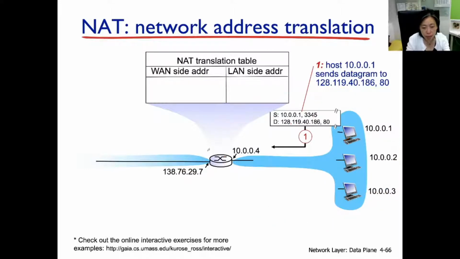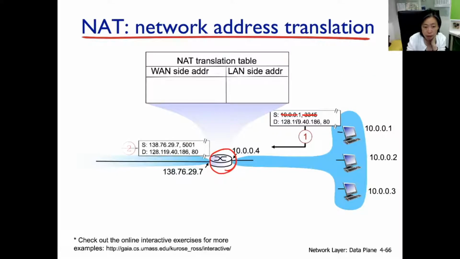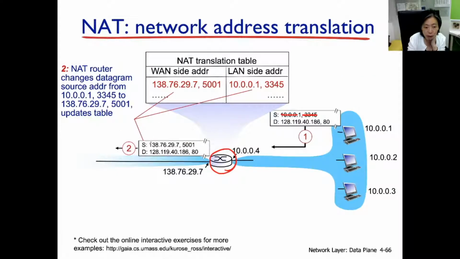So that packet is going to reach the NAT box in the middle, and this is going to be replaced. This is going to be replaced. 10.0.0.1 is going to be replaced by the real IP. And the 3345 port number is going to be replaced by a new port number generated by the NAT box here. Step 2, the NAT router there is going to add an entry into the translation table so that we know this old IP, this old port number is now being changed to this new IP and this new port number.